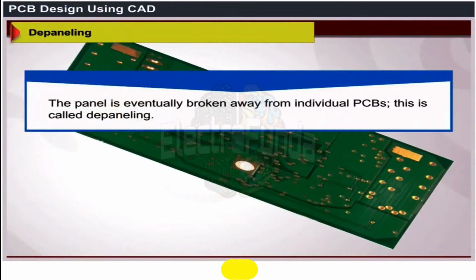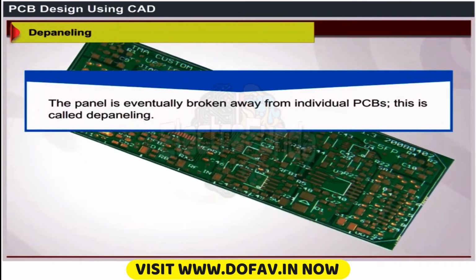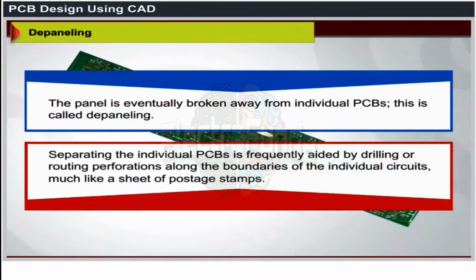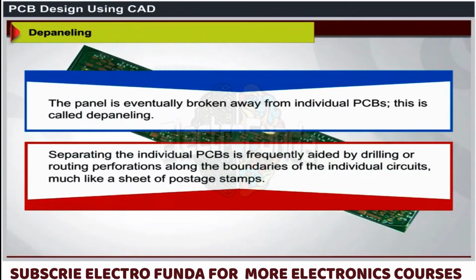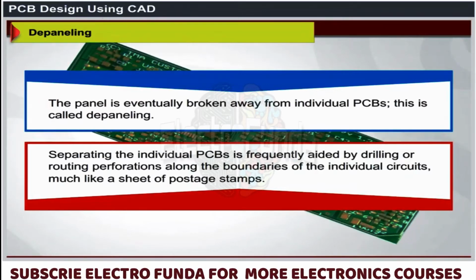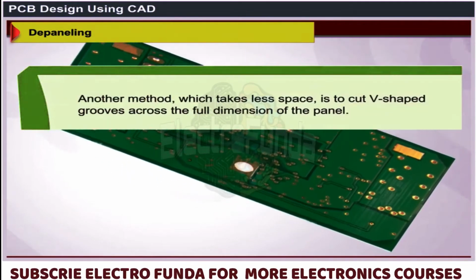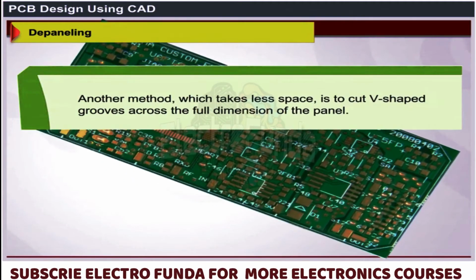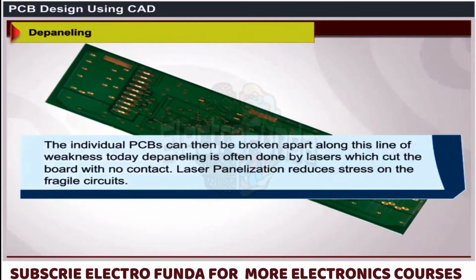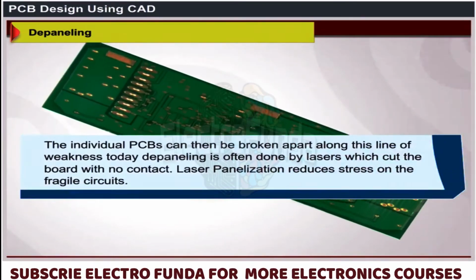Depaneling. A panel is eventually broken apart into individual PCBs. This is called depaneling. Separating the individual PCBs is frequently aided by drilling or routing perforations along the boundaries of the individual circuits, much like a sheet of postage stamps. Another method which takes less space is to cut V-shaped grooves across the full dimension of the panel. The individual PCBs can then be broken apart along this line of weakness.